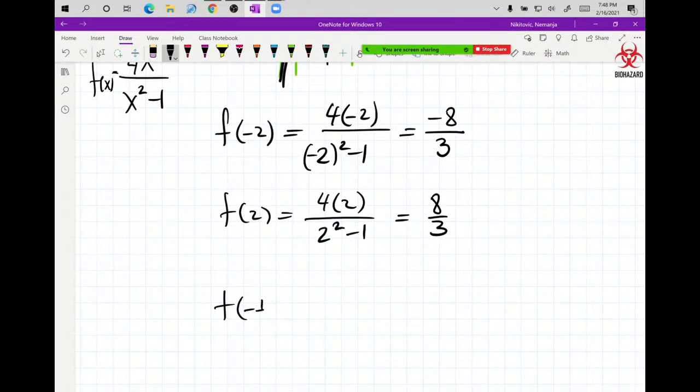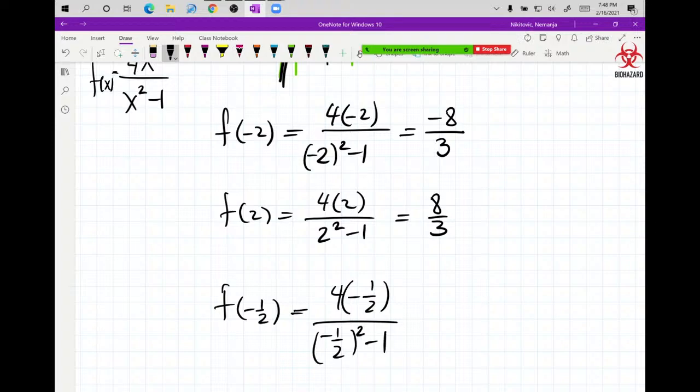So f of -1/2 is going to be 4 times -1/2 divided by (-1/2) squared minus 1. So on the top, half of 4 is 2, so -2, divided by, and this becomes 1/4 minus 1. That's also a negative value. I actually don't care what the value is. I just want to know if it's positive or negative. And look what I have. I have a negative number divided by a negative number. I don't care what this is. It's just smaller than 0, right? So, sorry, it's larger than 0. It's positive. Negative divided by negative is positive.